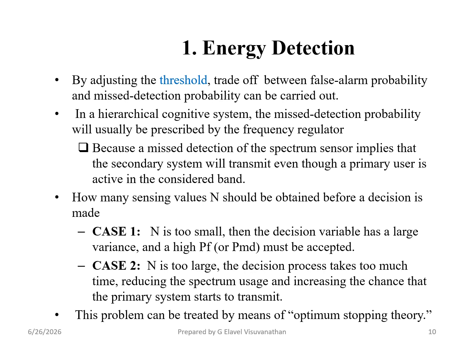How many sensing values n should be obtained before the decision? Case 1, when n is small, the decision variable has a large variance. Case 2, n is too large, the decision process takes too much time, reducing the spectrum usage and increasing the chance of the primary system starting to crash. So these are the two cases: n small and n large. When n is small, it will take the decision quickly; when n is large, it will take the decision slowly.